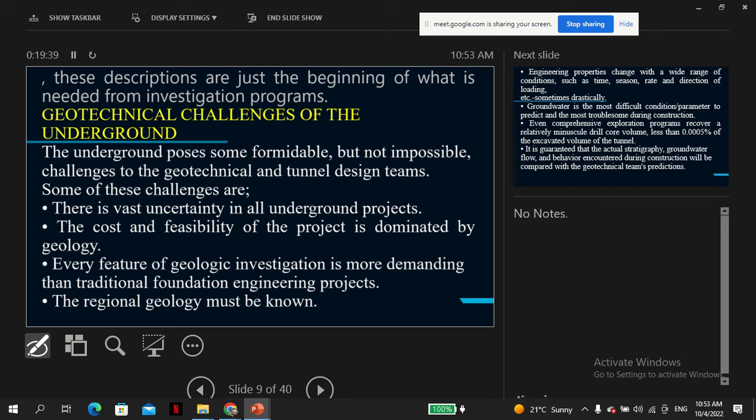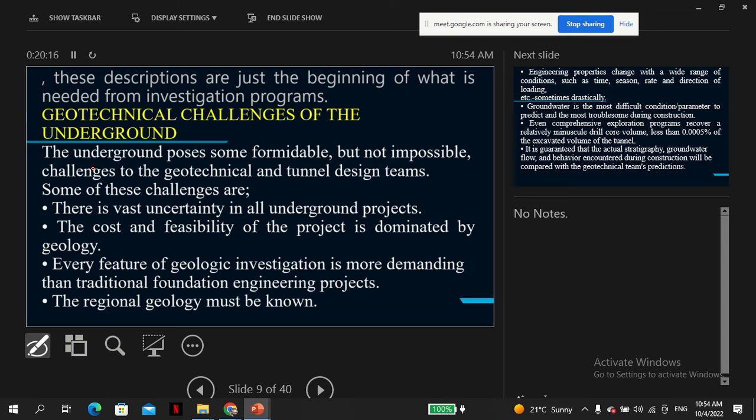The geotechnical challenges of underground work. The underground poses some formidable but not impossible challenges to geotechnical and tunnel design teams. Some of these challenges are that there is a vast uncertainty in all underground projects. The cost and feasibility of the project is dominated by geology.